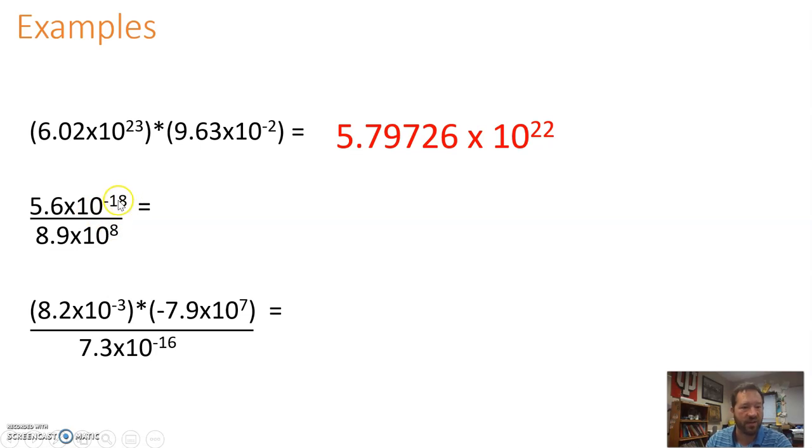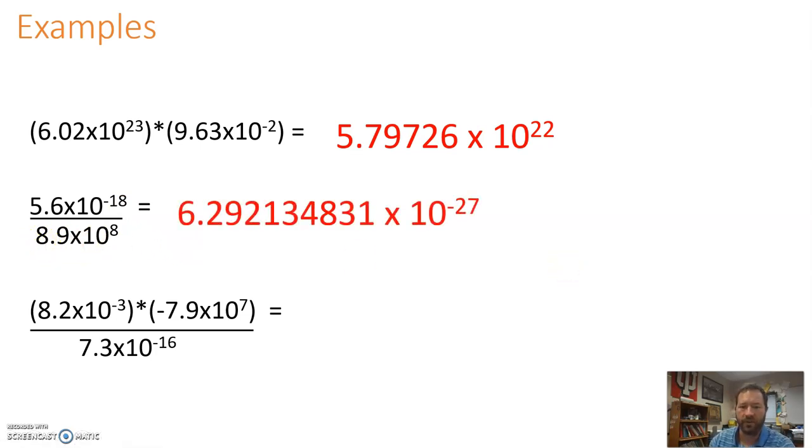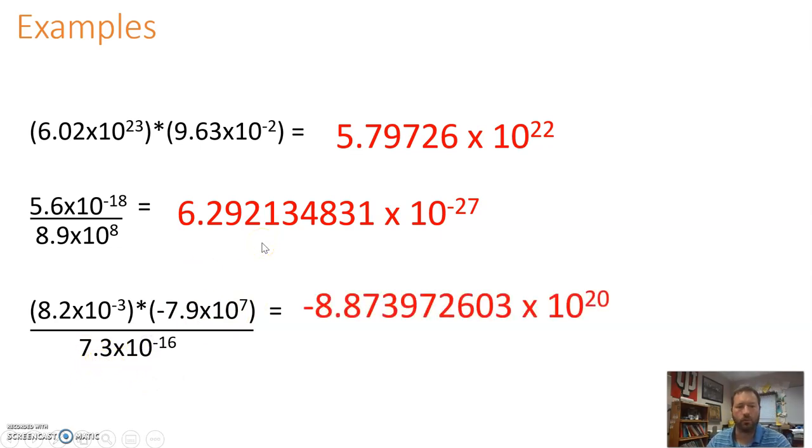5.6 times 10 to the -18th divided by 8.9 times 10 to the 8th. Again, we can enter that into our calculator as 5.6 big E -18 divided by 8.9 big E 8. Press the enter button, and hopefully the value you're getting is this one here. And finally, a mixed operation. We have multiplication on top, division on bottom. 8.2 big E -3 times -7.9 big E 7 divided by 7.3 big E -16. Hopefully we're all getting -8.873972,603 times 10 to the 20th.